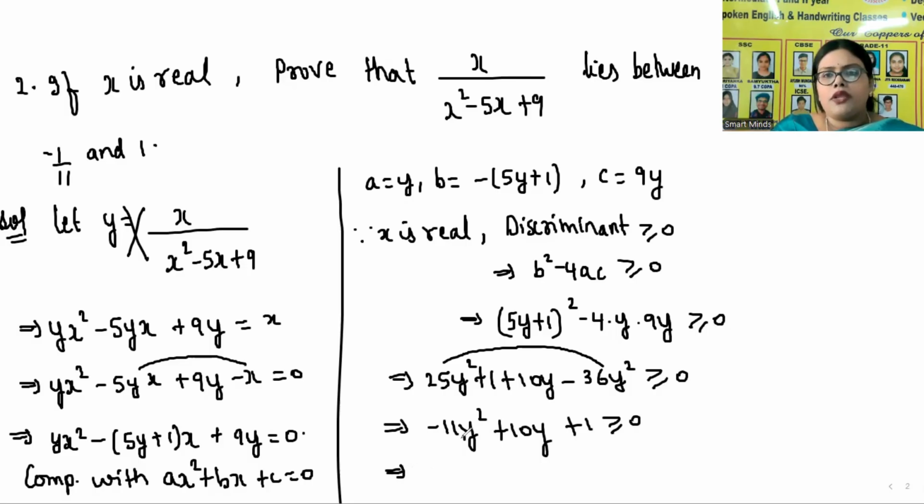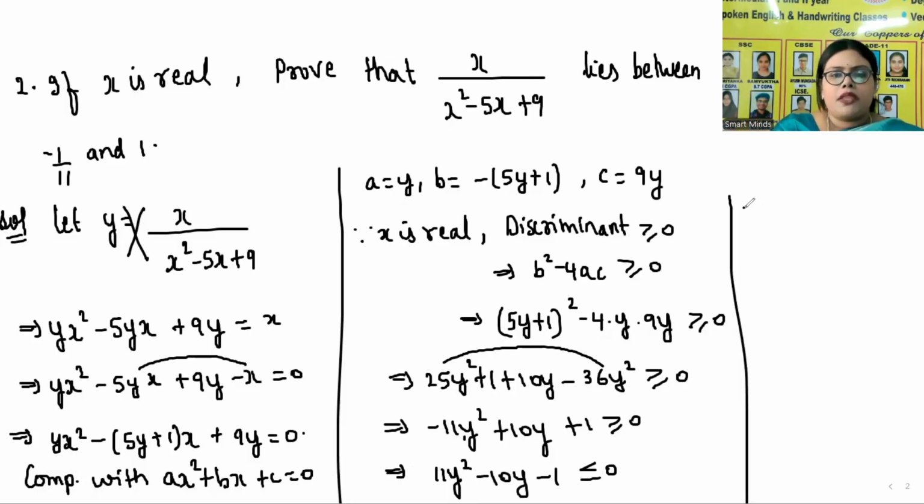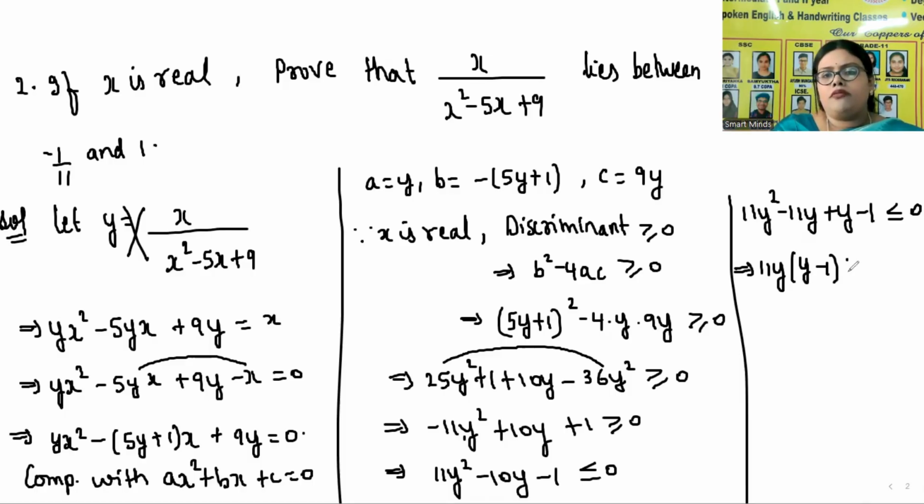Again you can see y square term is negative, so we take minus common. So signs will change. 11y square minus 10y minus 1 is less than or equal to 0. Now we will factorize it. So 11y square minus 10y minus 1 can be written as 11y square minus 11y plus y minus 1 less than or equal to 0. If you take 11y common, y minus 1. If you take 1 common, y minus 1. Now again y minus 1 common. So y minus 1 into 11y plus 1 less than or equal to 0.